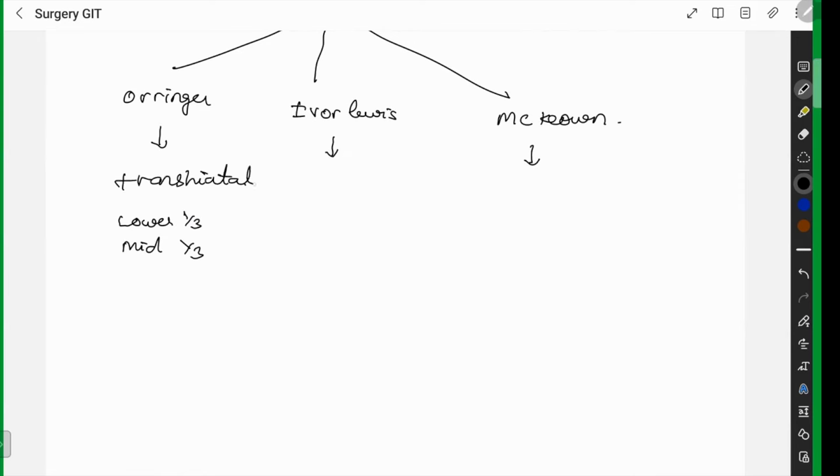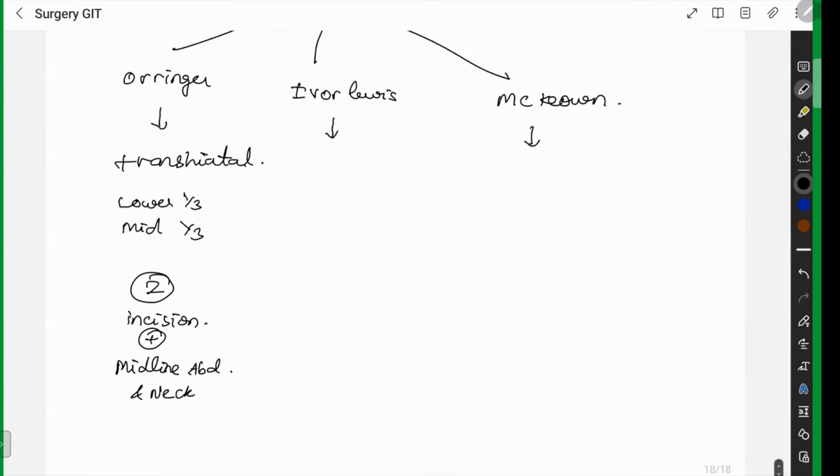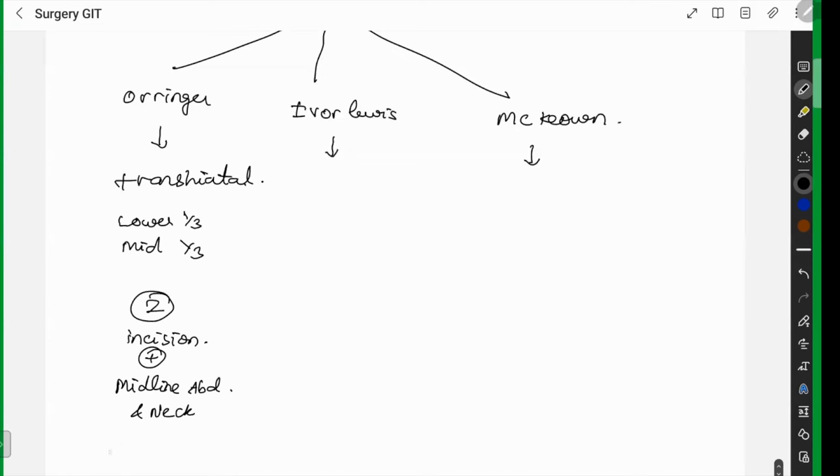Okay, wow. So how many incisions will you be giving? 2 incisions. Where will you be giving the incisions? At the midline abdomen and neck. And the site of anastomosis, where do you anastomose? You will be giving the anastomosis at the neck.